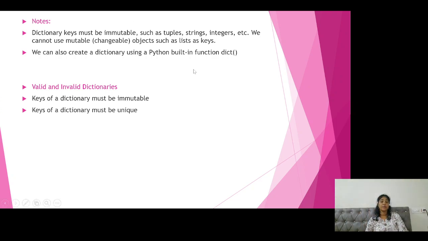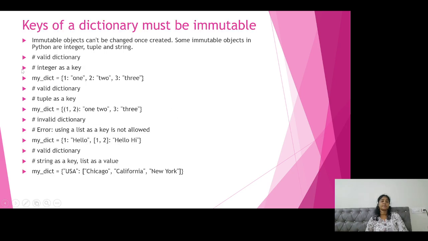Keys of a dictionary must be immutable, and keys of a dictionary must be unique. Here we have created different types of dictionaries. A valid dictionary can have an integer as key, and a tuple as key. But here it is invalid, using a list, because lists are mutable. Only immutable things you can use here. And a string is also possible.